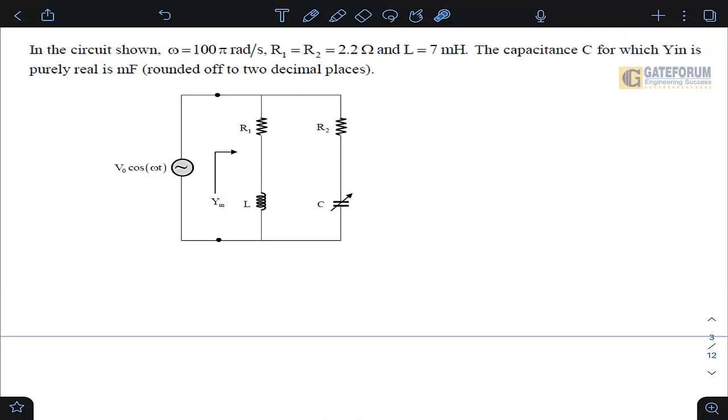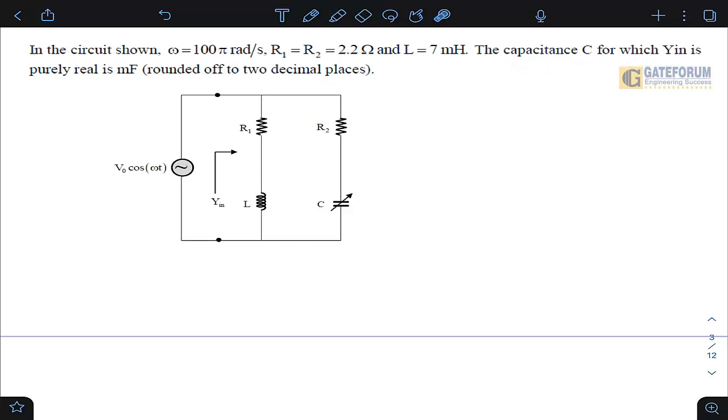This question is asked in GATE 23 of instrumentation. This is from network subjects and related to resonance concept. The question is, in the circuit shown, omega, R1, R2, L values are given. The capacitance C for which Y in is purely real, in millifarad, is how much?